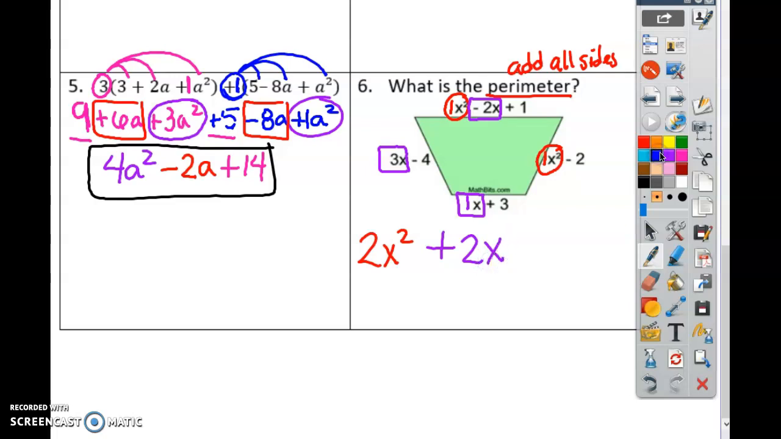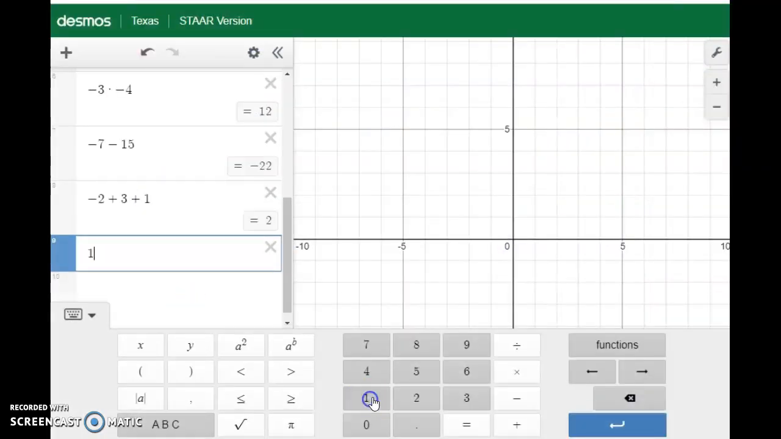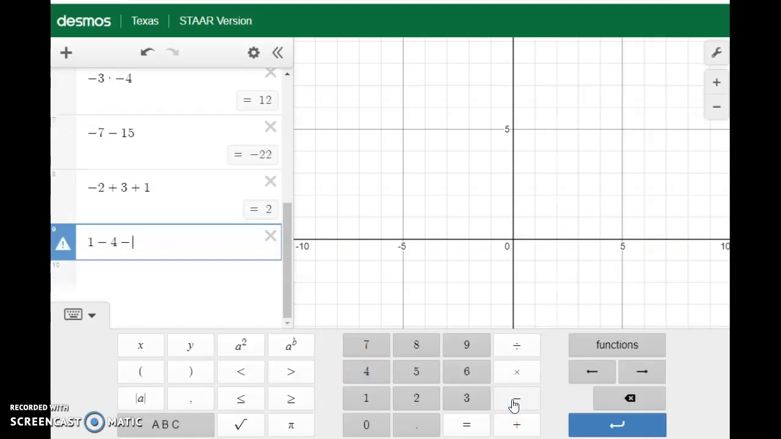And then we're almost done. 1 minus 4 minus 2 plus 3. Put all of that in decimals, all together. 1 minus 4 minus 2. You have the paper in front of you. Plus 3. Right? It was 1 minus 4 minus 2 plus 3. That gives me a negative 2.